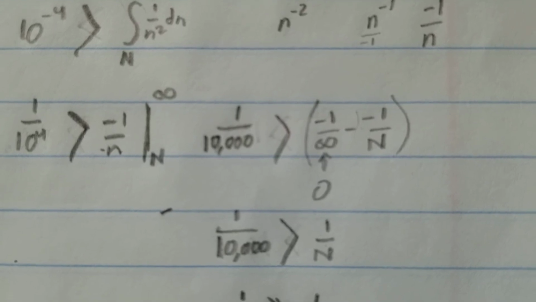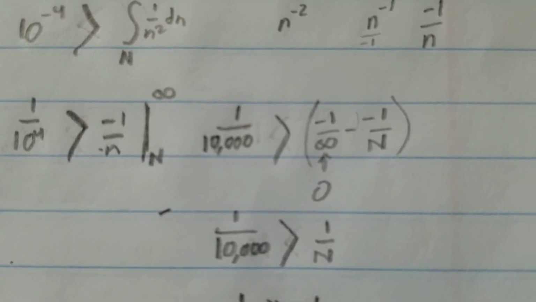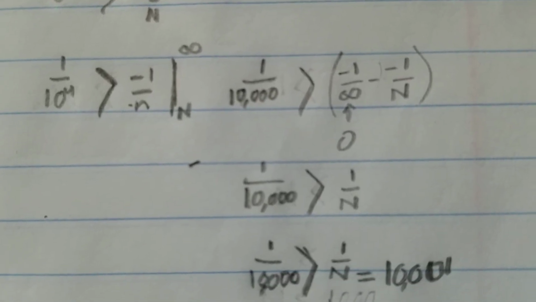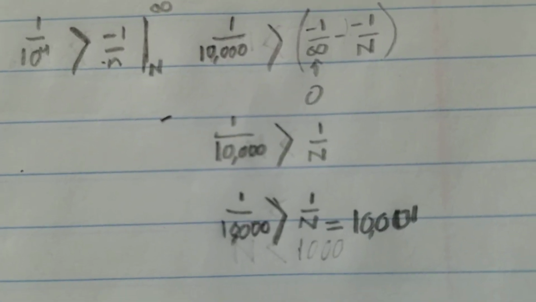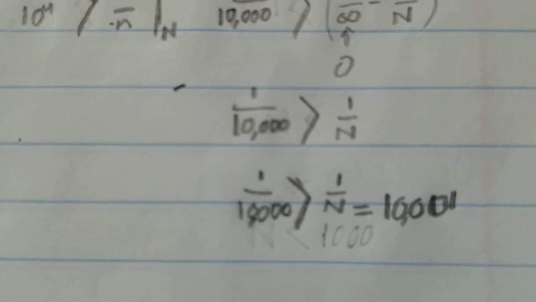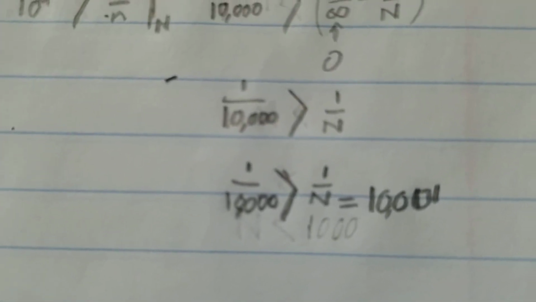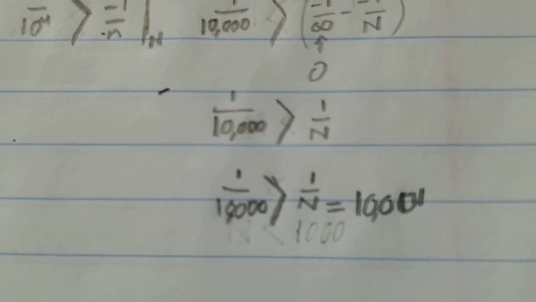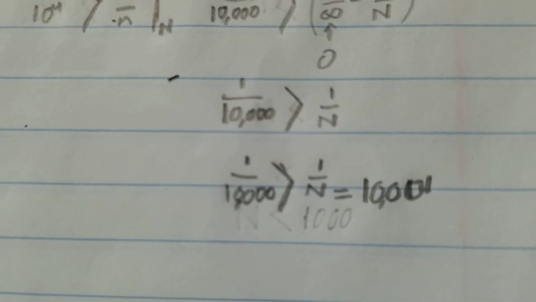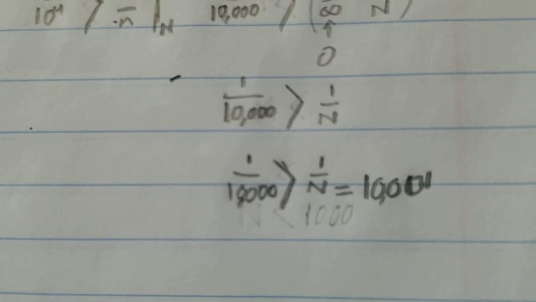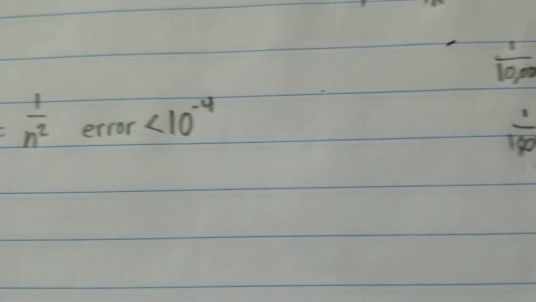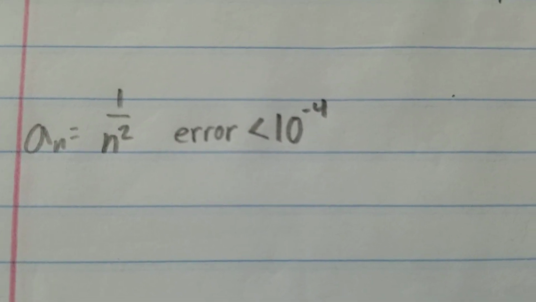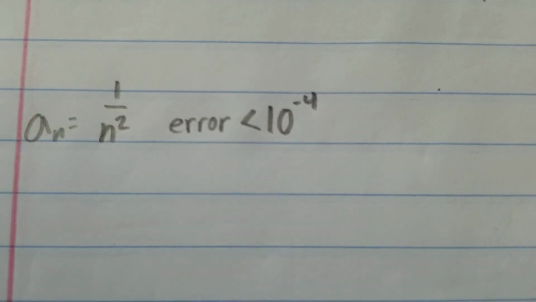1 over 10,000 is greater than, that's pretty much just 0 minus a negative 1 over capital N, which turns out to be 1 over 10,000 is greater than 1 over capital N, which the next closest integer for n, which is still greater than 10,000, is going to be 10,001. So that will be our minimum value of n, so that the error of the sequence 1 over n squared is less than 10 to the negative fourth.